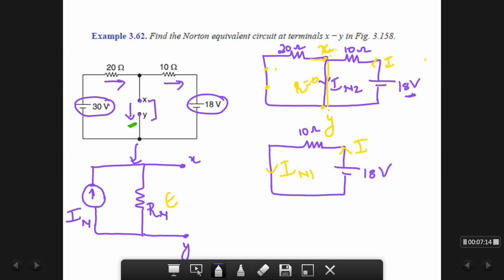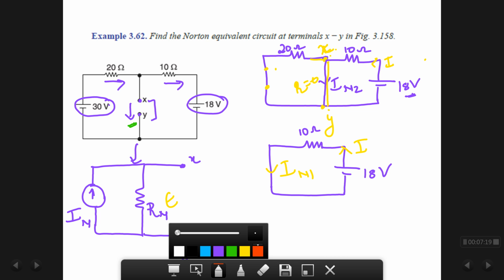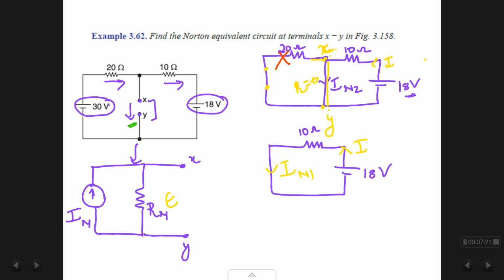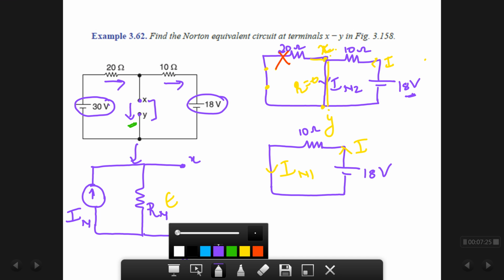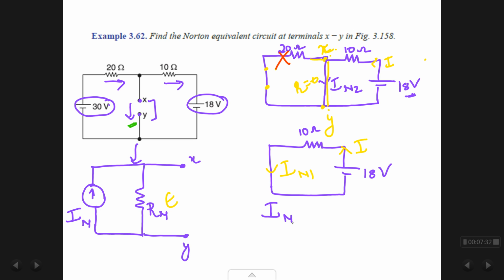this circuit. I have drawn it again because this resistor will not conduct any flow of current. So I am marking it with a cross. This is my reduced circuit which is there over here. Now the current is going to flow over here like this, and I want to find my I_N1. So if you notice, if I use Ohm's law, V by R, this V will be 18, this resistance will be 10 of this part, so the current is 1.8 amperes.